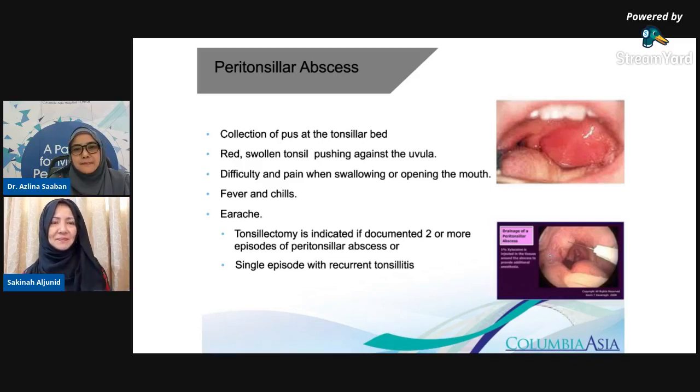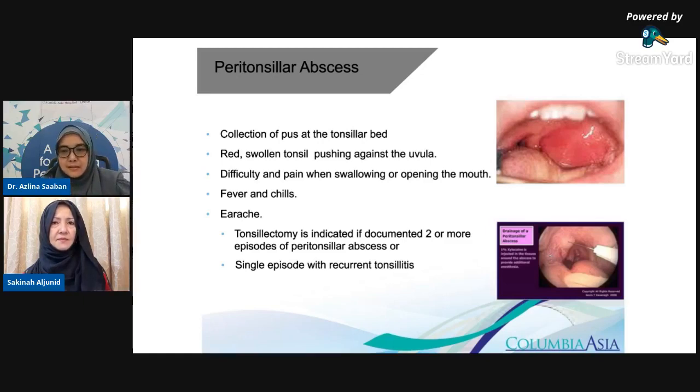The other infection of the tonsil is peritonsillar abscess. Peritonsillar abscess is basically an infection coming from the tonsils, but with accumulation of pus at the tonsillar bed. So the condition is worse. When we look at the throat, one side of the tonsil is already bulging out and pushing the uvula. You know the uvula, the center structure, it is already pushed towards the other side.